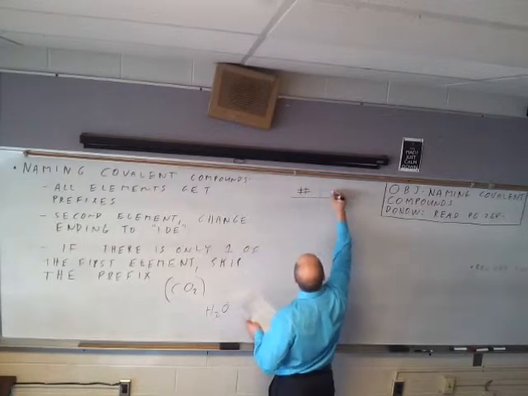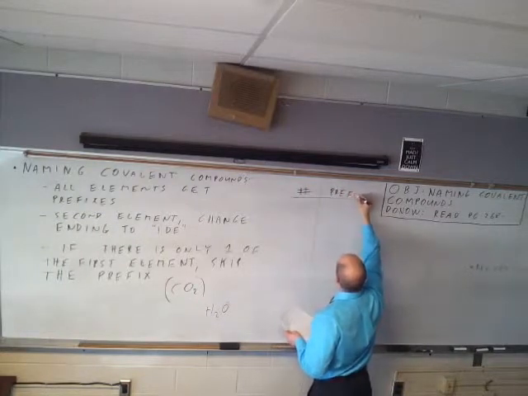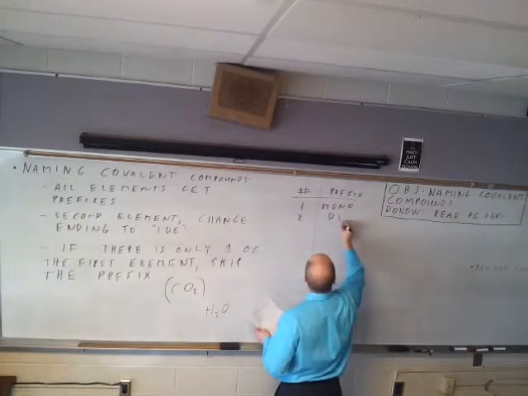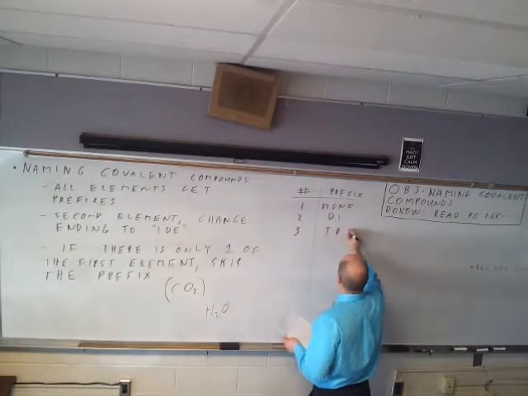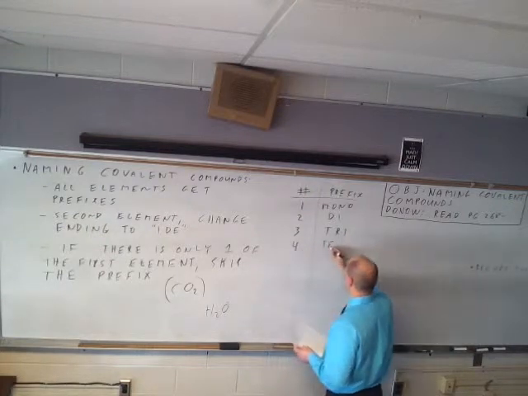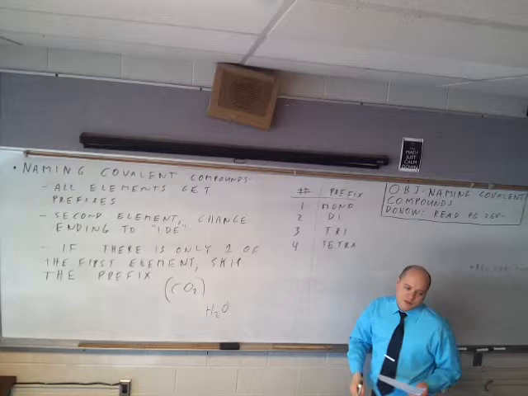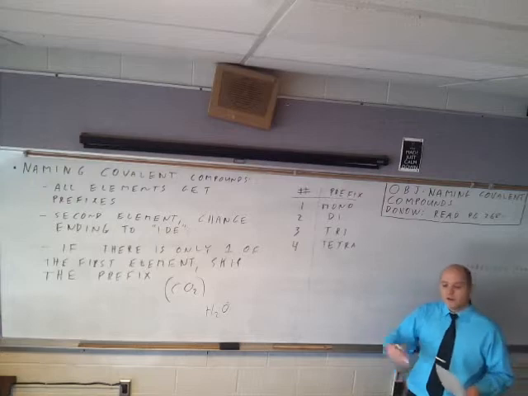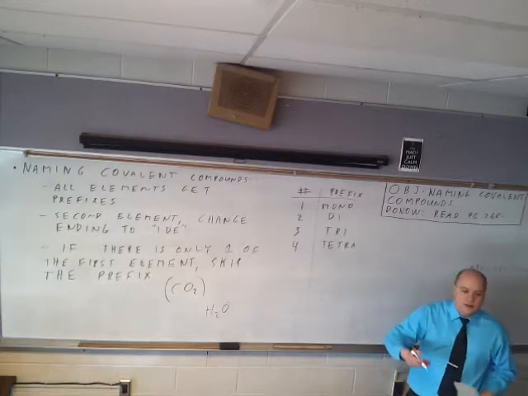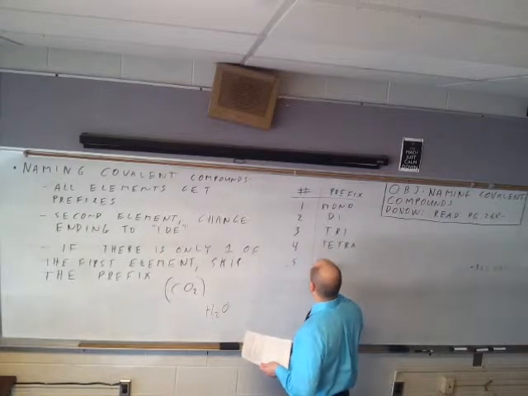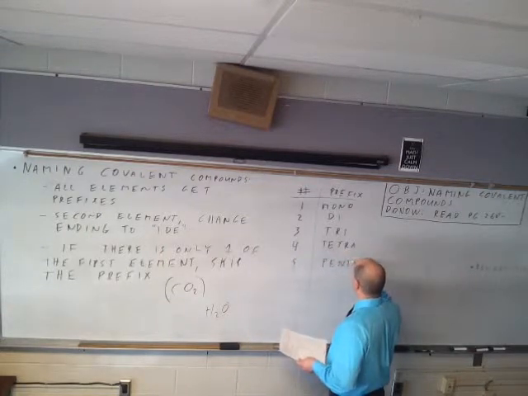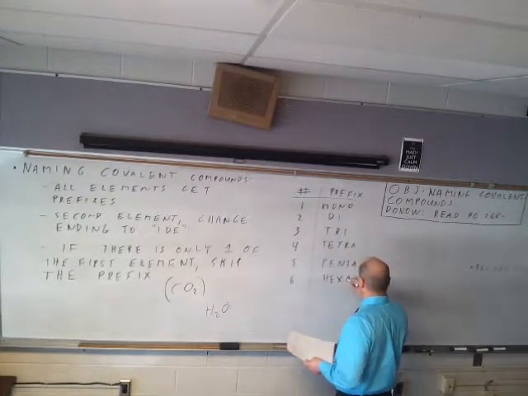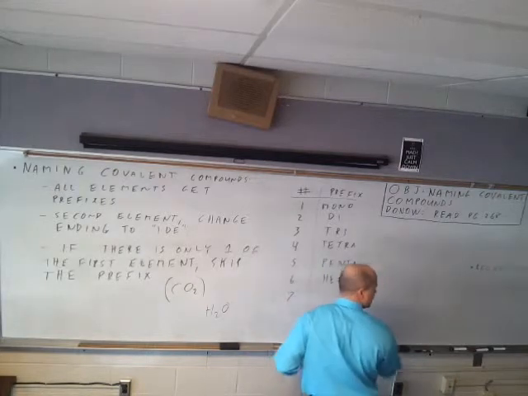This will be number and prefix. So 1 is mono, 2 is di, 3 is tri, 4 is tetra. After 4, they're all really easy to remember, because if you know your shapes and the prefixes you use for those, like a 5-sided shape is a pentagon, a 6-sided shape is a hexagon, it's the same prefixes for this. So 5 is penta, 6 is hexa, 7 is hepta.